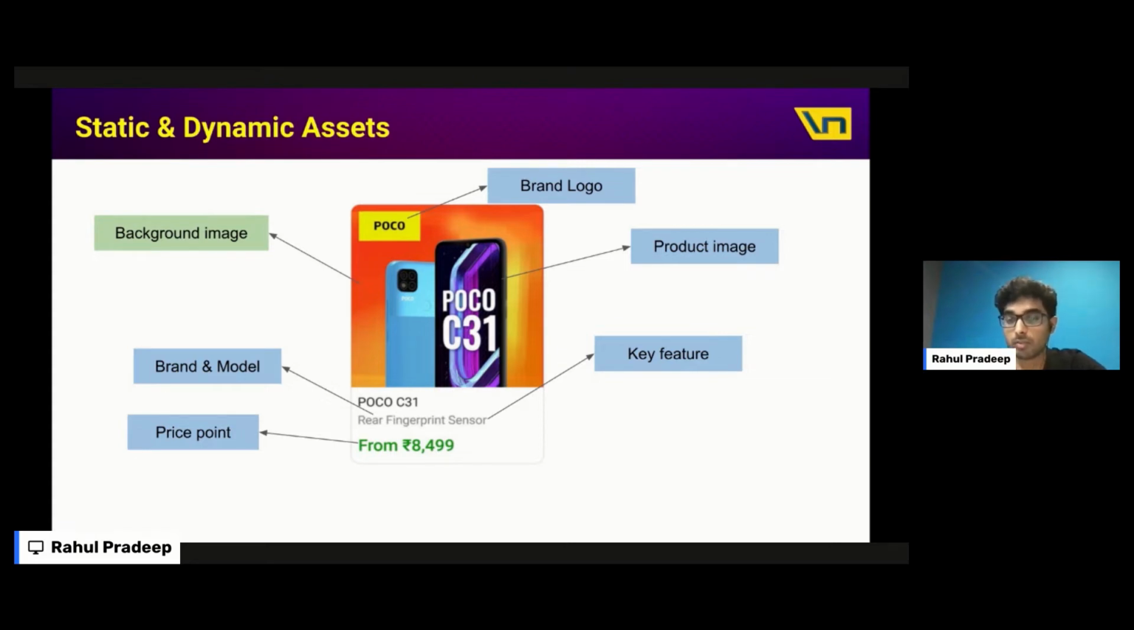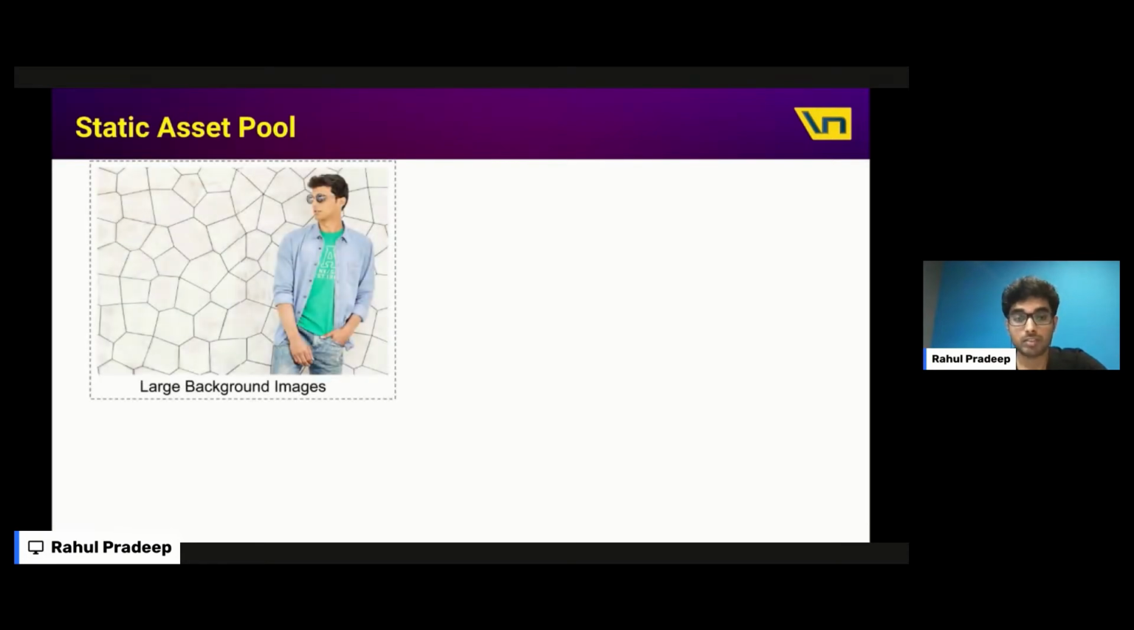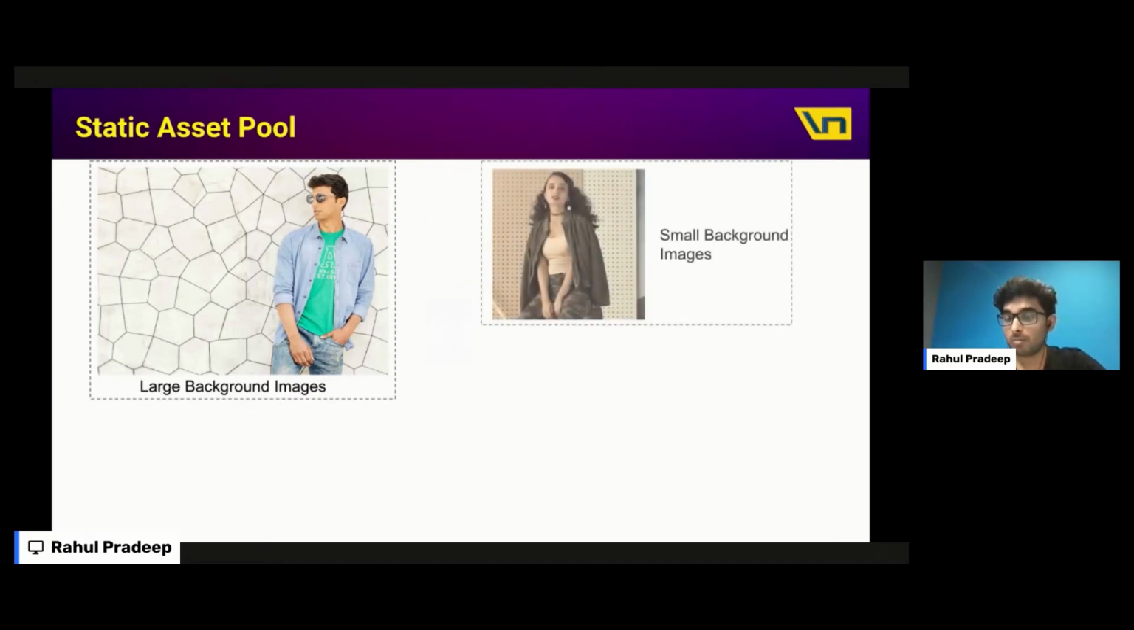So the way we do it is we manage these background images in something called an asset pool. So this is essentially a repository of these static assets, right? And the kind of assets that we manage here are these bigger background images, which in this particular case caters to the lifestyle category, where you have a model standing on one side of the image and then you have some blank space where you could put your textual elements. And then we have these smaller background images which are used for certain other creative formats.